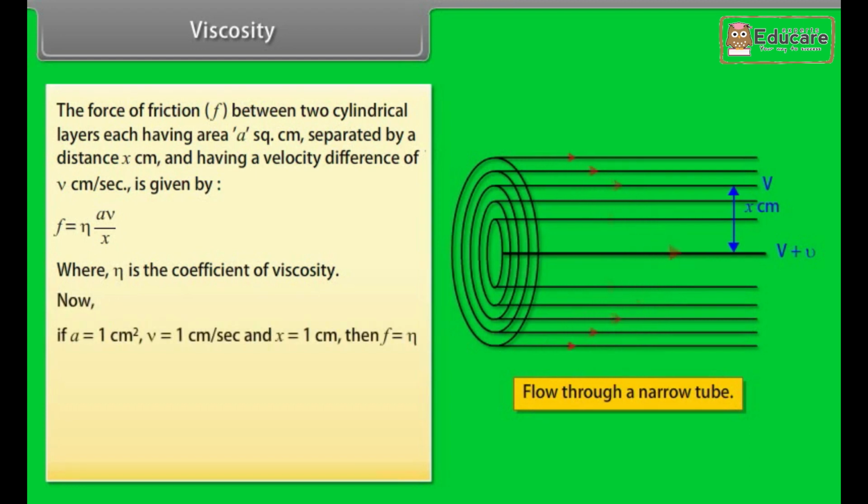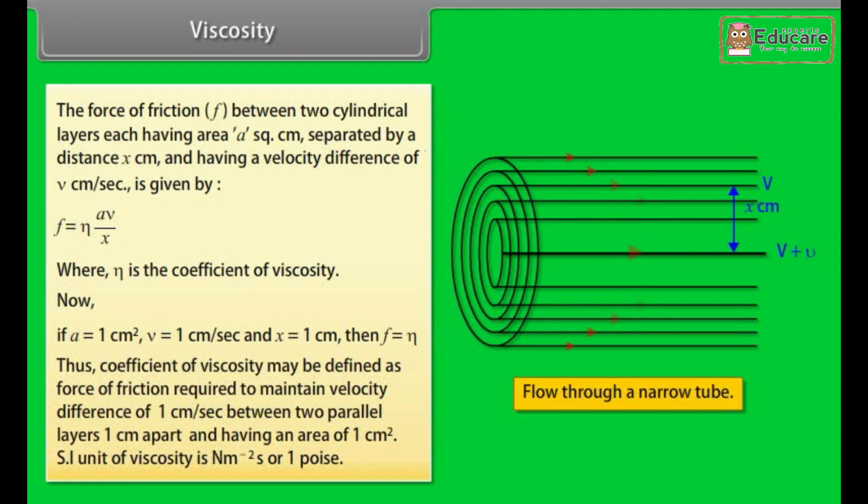Now, if A is equal to 1 centimeter square, nu is equal to 1 centimeter per second and x is equal to 1 centimeter, then F is equal to eta. Thus, coefficient of viscosity may be defined as force of friction required to maintain velocity difference of 1 centimeter per second between two parallel layers 1 centimeter apart and having an area of 1 centimeter square. SI unit of viscosity is Newton per meter square second or 1 poise.